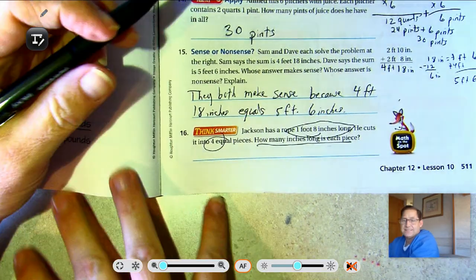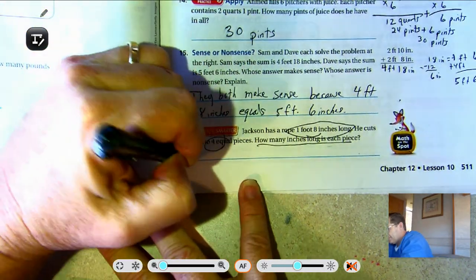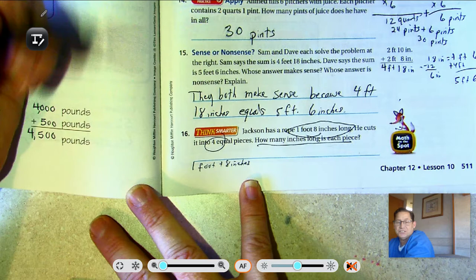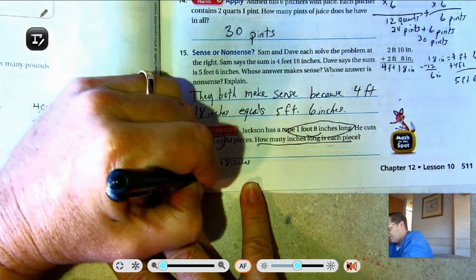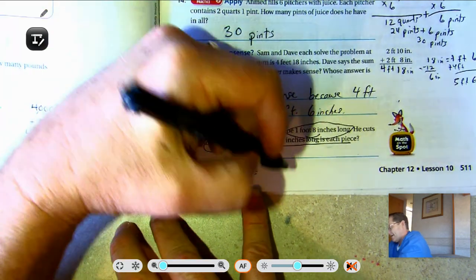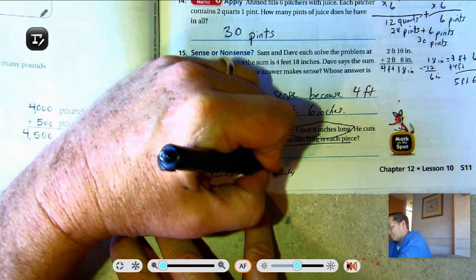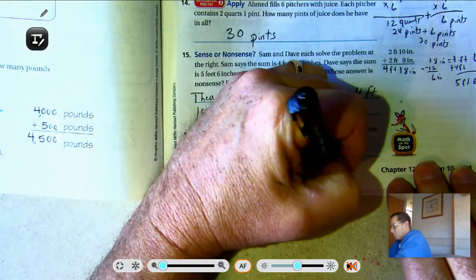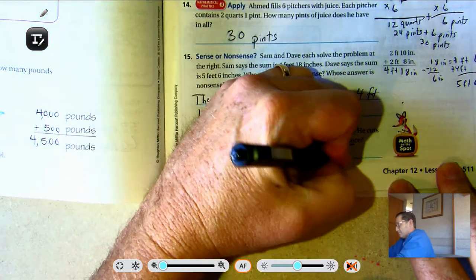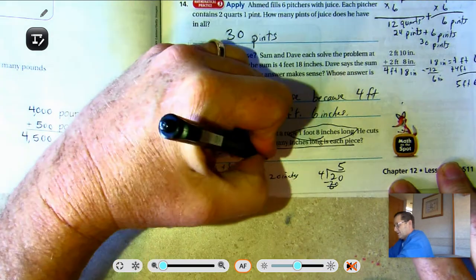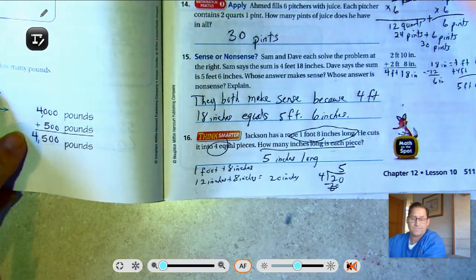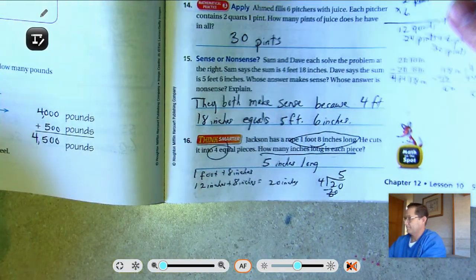Well, to make this easiest, we want to change the 1 foot 8 inches into just inches. We know that there's 12 inches in a foot. So 12 inches plus 8 inches is 20 inches. He's going to cut that into 4 equal sized pieces. So 20 divided by 4. Well, 5 times 4 is 20. So each piece will be 5 inches long. All right, 512.